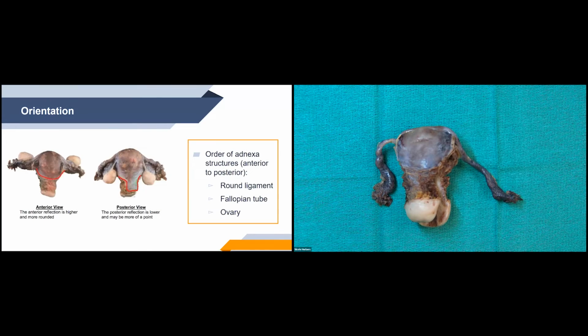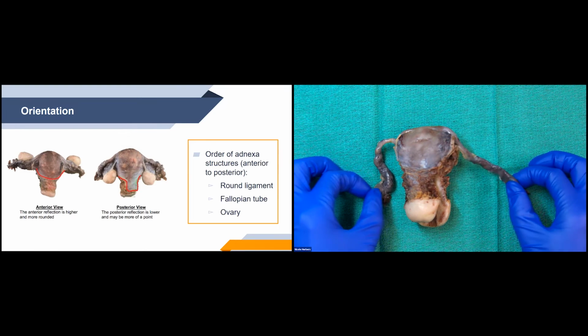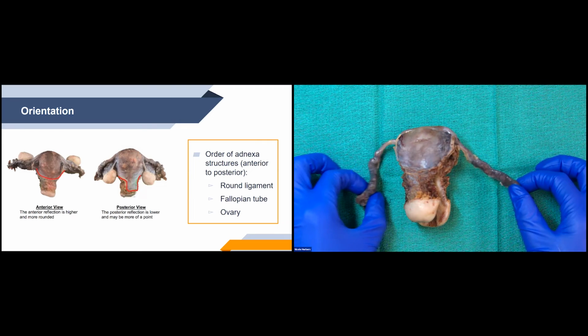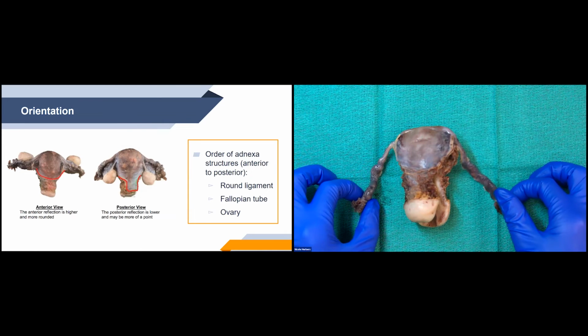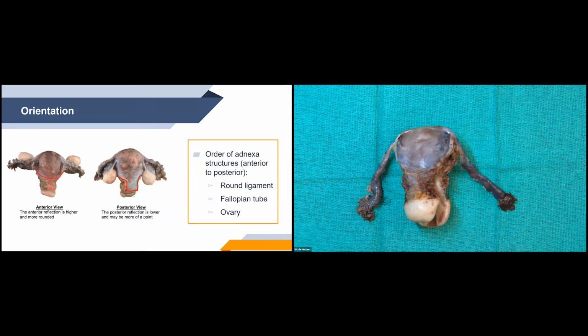And so another way that we can orient these specimens, if we don't have the adnexa, which would be the case for our specimen here, we only have the fallopian tubes. So we don't have the ovaries or the round ligaments, so we can't orient it using the adnexa. We would have to use the peritoneal reflections.